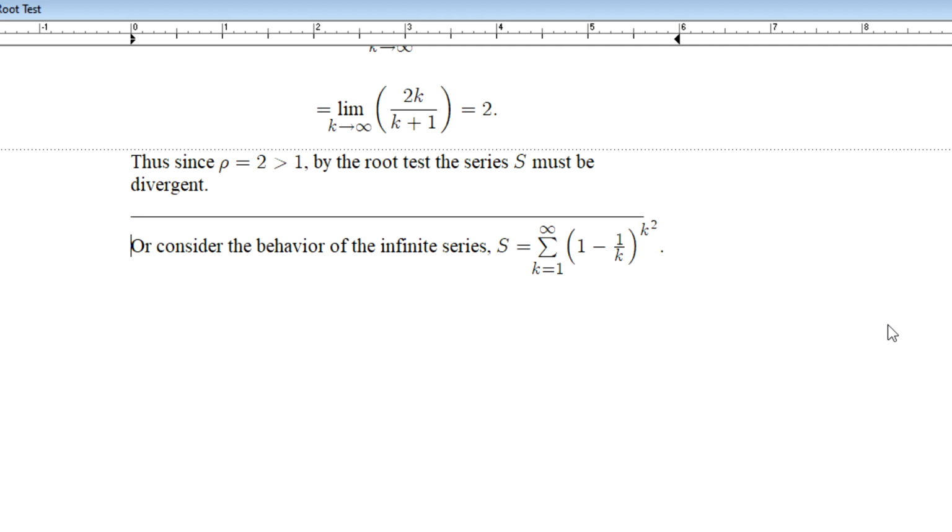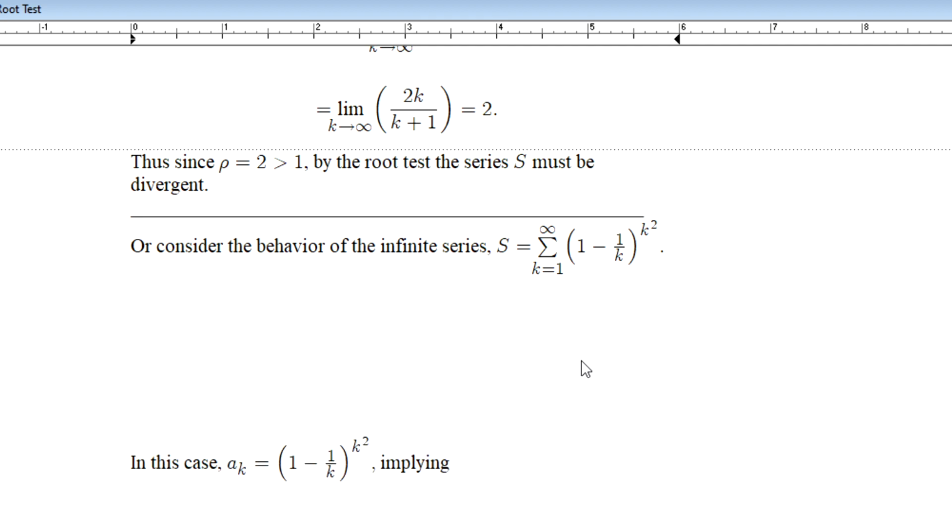If we look at this particular series, what we have here is an infinite series where we're taking this quantity 1 minus 1 over k and raising that to the power of k squared. Now, here you might say to yourself, all right, I do have this power of k, but it's actually a power of k raised to a power of k. It's this k squared power. We can use the root test to handle this case.